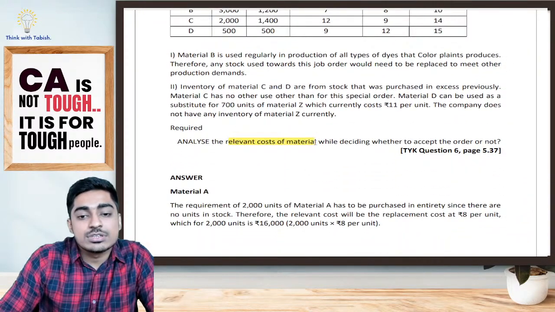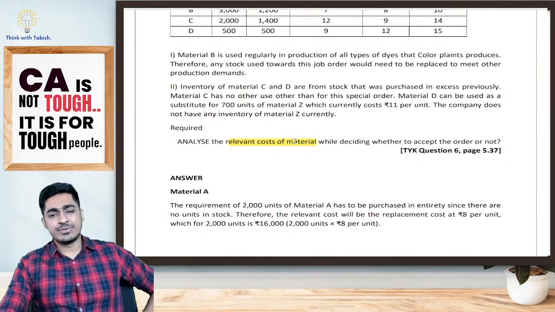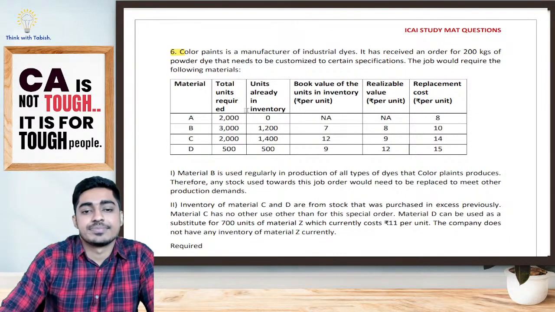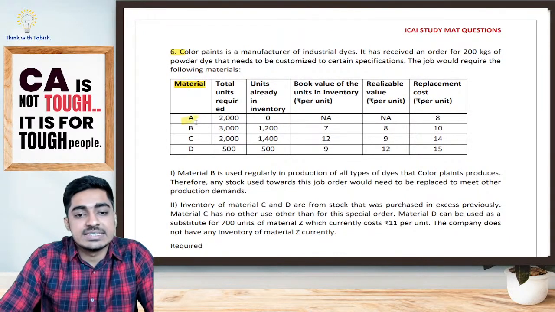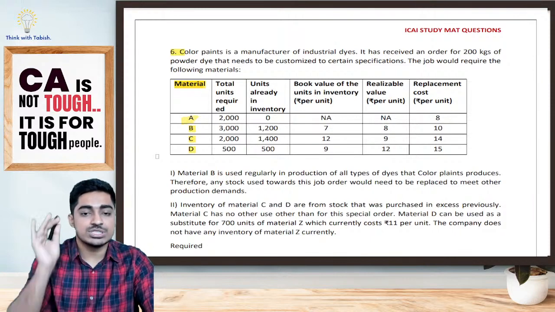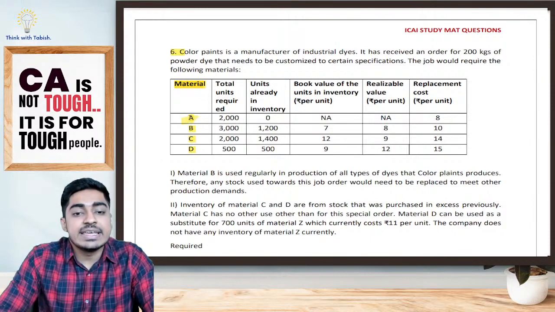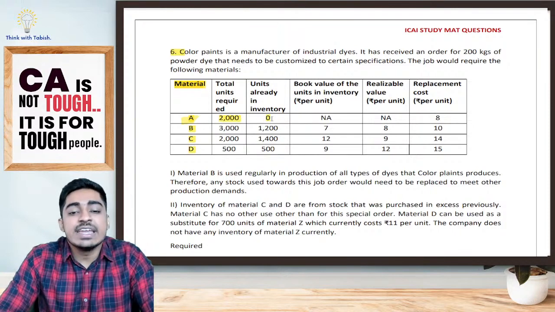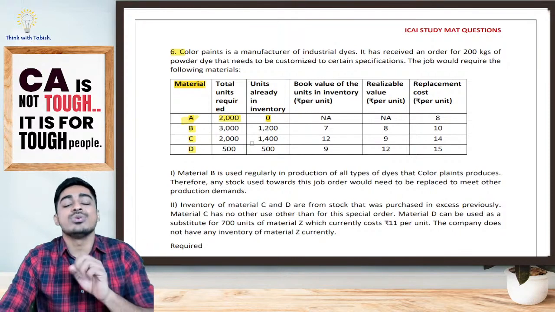Calculate the relevant cost of material. We have to calculate the relevant cost of material. We have 4 raw materials A, B, C, D. Individually for each raw material, we'll look at the question and solve. Raw material A, how many units are required? 2000 units are required. Is any unit available in the inventory? No, no unit is available.